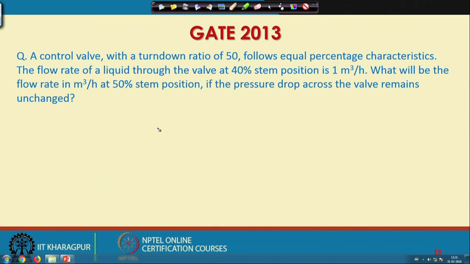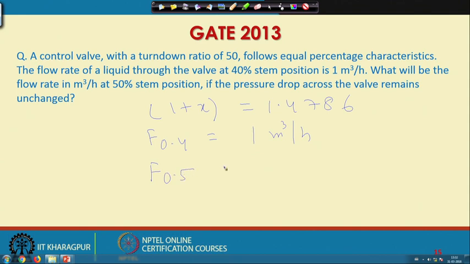So, what I have got is 1 plus X equal to 1.4786. Now, given that at 40% bulb opening or at 40% stem position, the flow rate is 1 meter cube per hour, and I have to find out at 50% stem position.